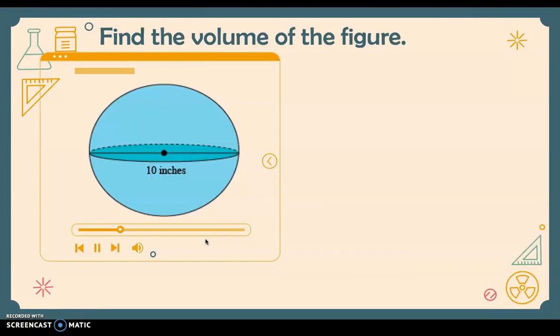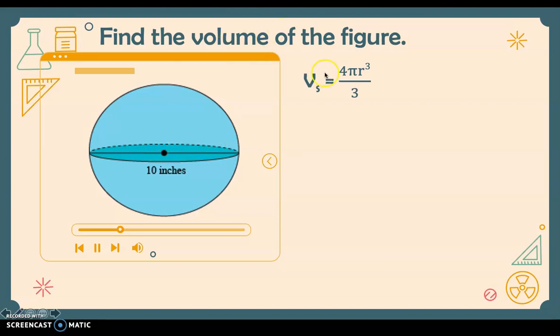First, we have here: find the volume of the figure with the diameter of the sphere, which is 10 inches. Now using the formula, which is 4 pi r cubed divided by 3, the dimension that we need is the radius. And since the given is the diameter, which is 10 inches, we have to divide it by 2 to get the radius. So if the diameter is 10 inches, the radius is 5 inches.